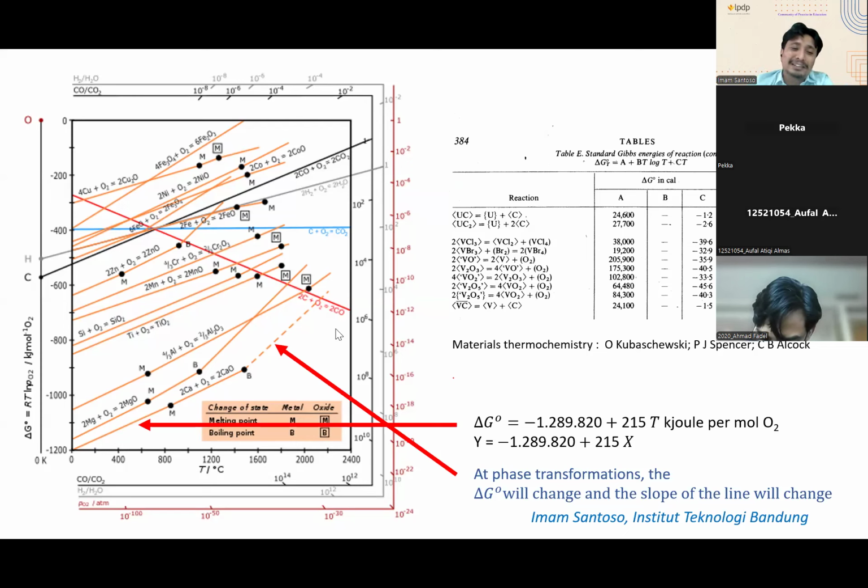My question is, why does the slope of CaO increase significantly after boiling? Can anyone help me answer? Why after the boiling point is the slope changing? Why is there a significant change in the slope?